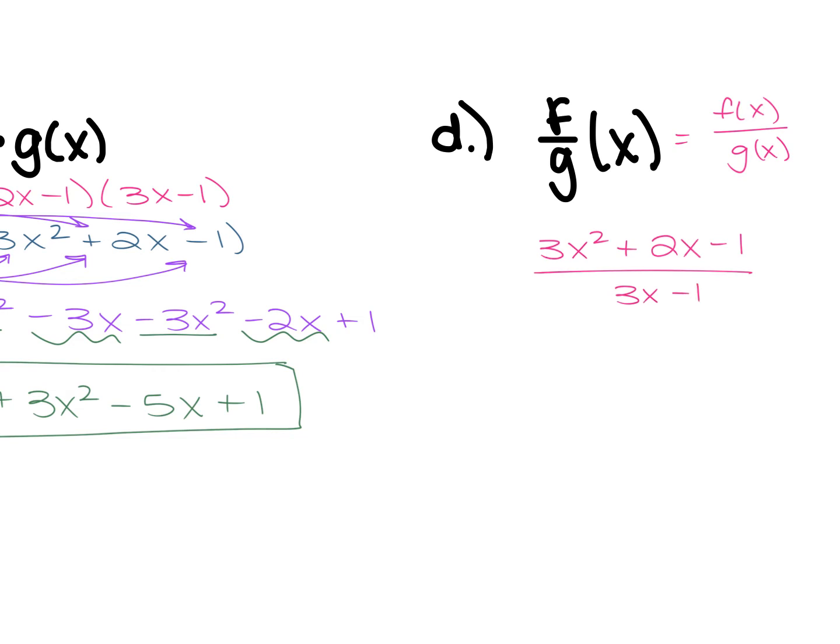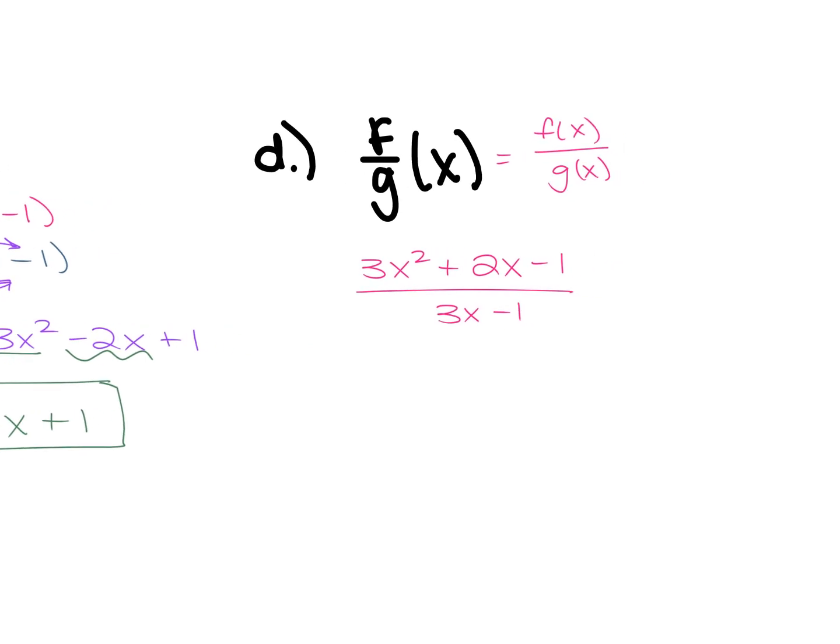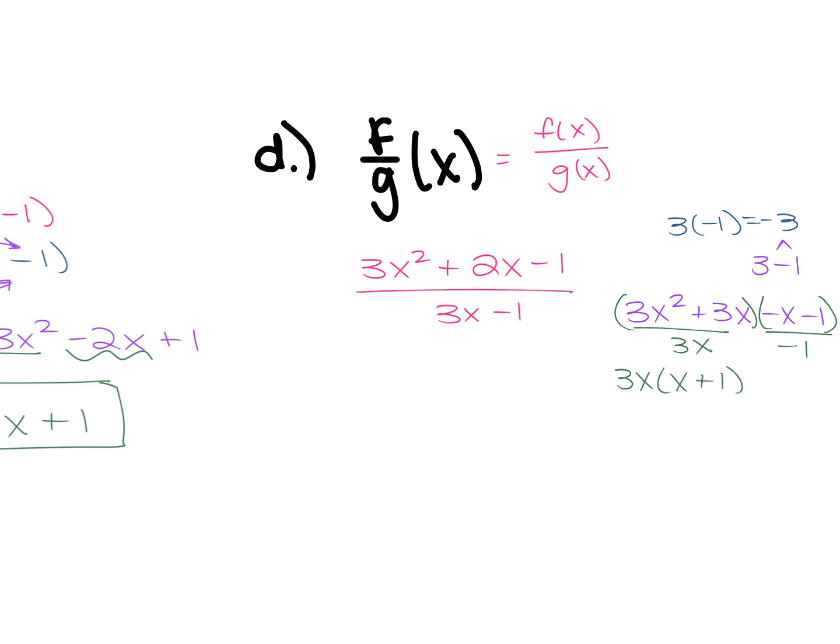From here, try to factor the top. You have an a that's something other than 1, so multiply 3 times negative 1. That gives you negative 3. The factors of negative 3 that add up to be positive 2 are 3 and negative 1. So that's going to give you 3x squared plus 3x minus x minus 1. If you factor this by grouping, factor out a 3x from the first, factor out a negative 1 from the second, that gives you 3x times x plus 1 minus 1 times x plus 1.